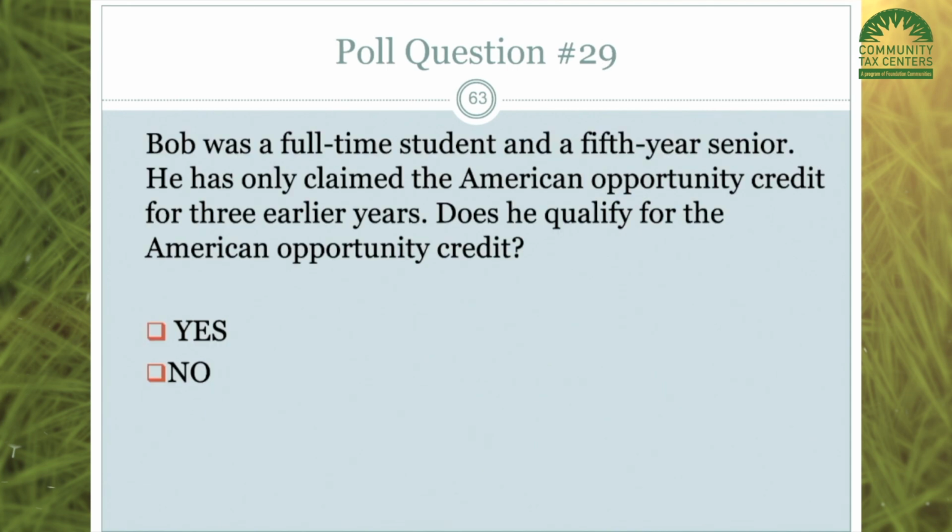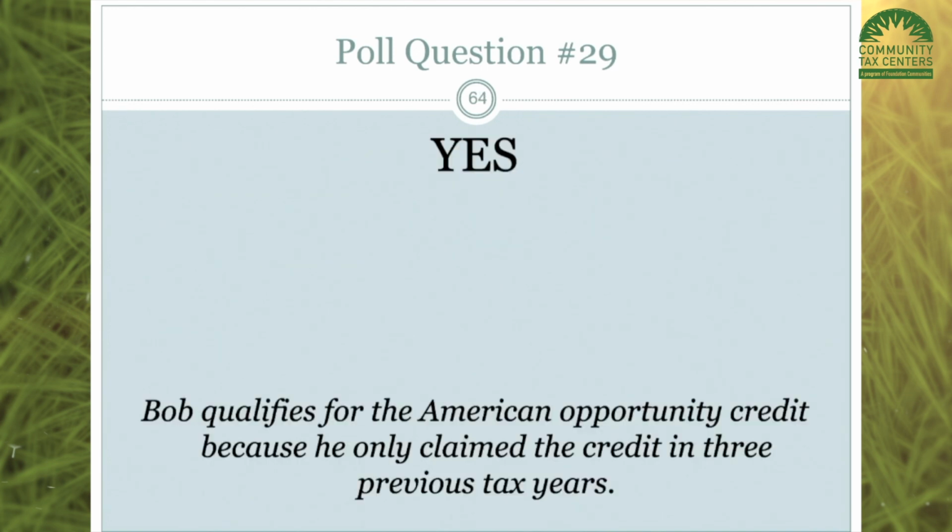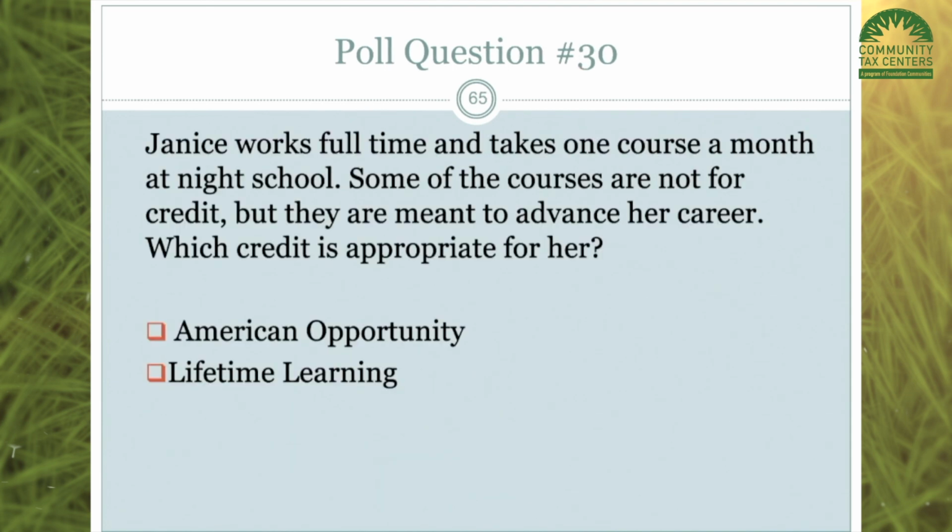Bob was a full-time student and a 5th-year senior. He has only claimed the American Opportunity credit for the 3 earlier years. Does he qualify for the American Opportunity credit? Correct. Yes, he does, because he's only claimed the credit for 3 years. Janice works full-time and takes 1 course a month at night school. Some of the courses are not for credit, but they are meant to advance her career. Which credit is appropriate for her? Yes, she's going to get the lifetime learning.